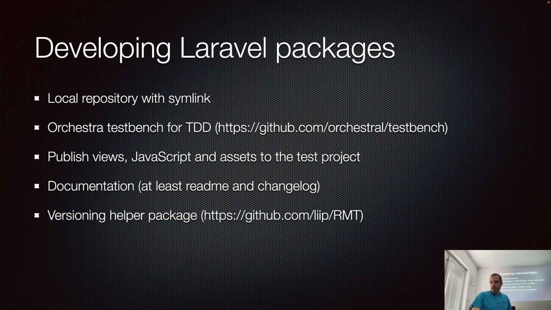I like to use a versioning helper package, which is called RMT, basically release management. And that can automatically create the tag. It can automatically generate the changelog. It can write the version into the composer JSON. So I like the tool, but if you just manually create a tag and push it up, it will work. Or you can use the new release functionality on GitHub. You can use that as well.